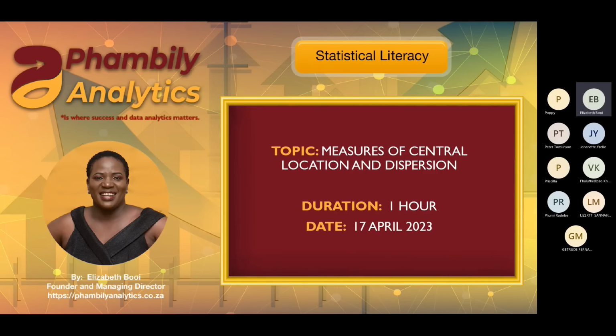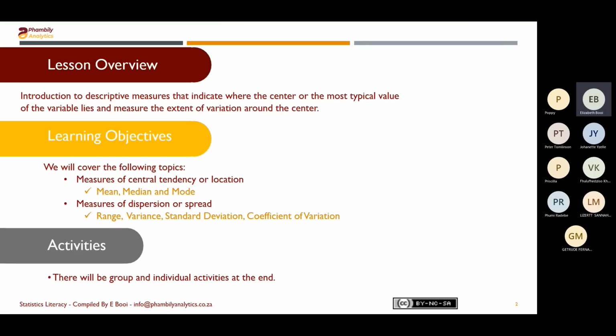Okay, so by the end of the session today, you should learn how to calculate or find the mean, the median, and the mode, which are measures of central location. Or you need to be able to find the range, the variance, the standard deviation, and the coefficient of variation, which are the measures of variation or the measures of dispersion. And we're going to go into detail in describing each one of them. There will be some activities. Likewise, every week we do some little bit of activities as well to understand the basic concepts that we just learned.